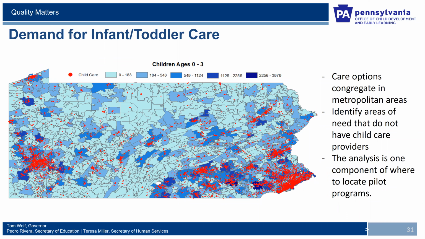This map of Pennsylvania identifies the location of childcare providers, which are shown as the red dots on the map. The blue color scale shows the concentration of infants and toddlers. The darker the color blue, the more infants and toddlers in that area. One of the first things you see are the clusters of childcare options, which concentrate in more densely populated areas of the state. The map also shows areas where darker shades of blue that do not have childcare providers are located. These indicate an area for more analysis to be done.